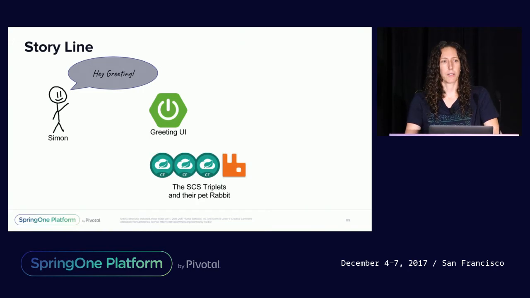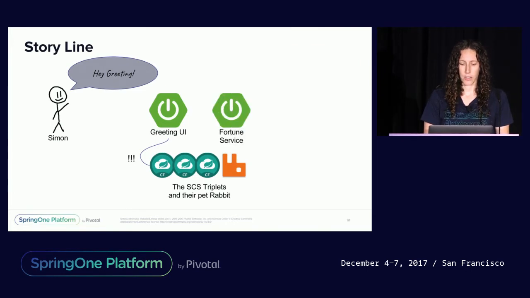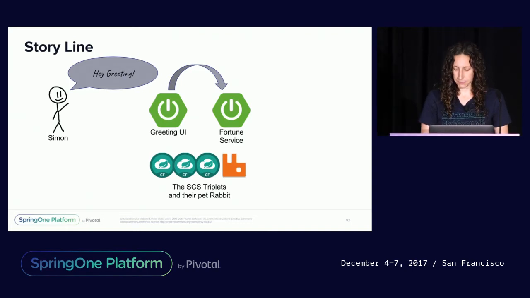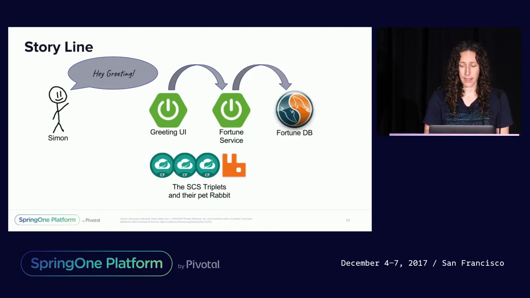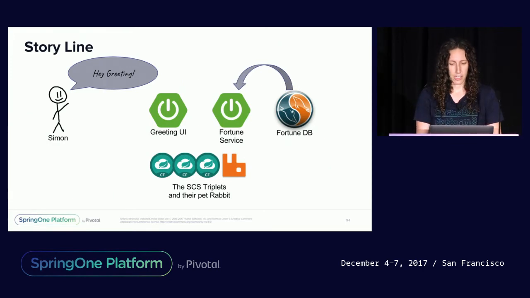But luckily, the Spring Cloud Services triplets are around. One of them is Eureka. Eureka always seems to know where everybody is. So Greeting can ask Eureka, where is Fortune? And Eureka says, right there. So now Greeting can ask Fortune, hey, how can I respond to Simon's request? Fortune says, don't worry, I got your back. I've got this really good friend Fortune database full of things to say. Fortune database says, of course, just tell him to tell Greeting this, or tell him to tell Simon this.